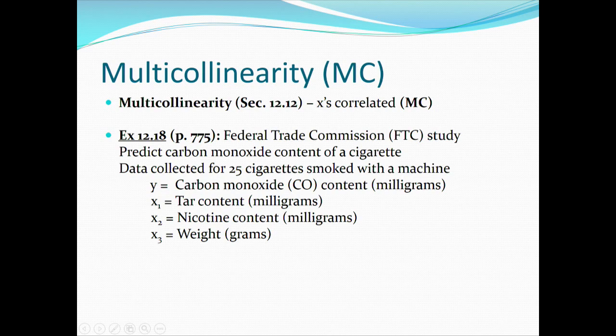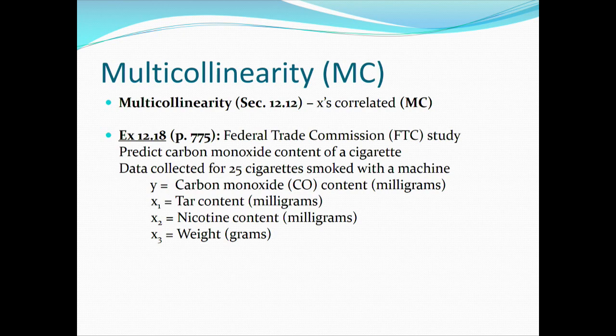And what the Federal Trade Commission researchers have found out is that if they treat carbon monoxide content Y as a dependent variable, they have found out that it is very highly related to three other variables that are also carcinogens, but they're much easier to measure. For example, the tar content of a cigarette. It's measured in milligrams. It's easy to measure once they have the smoking machine smoke the cigarettes.